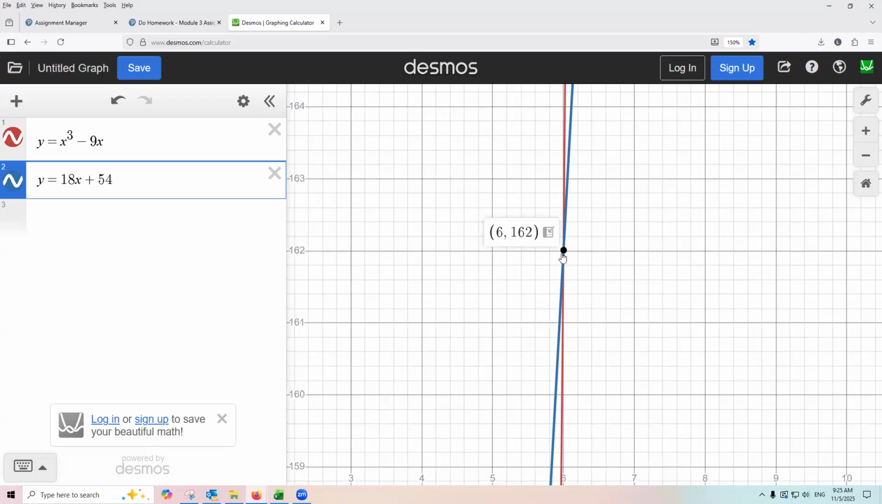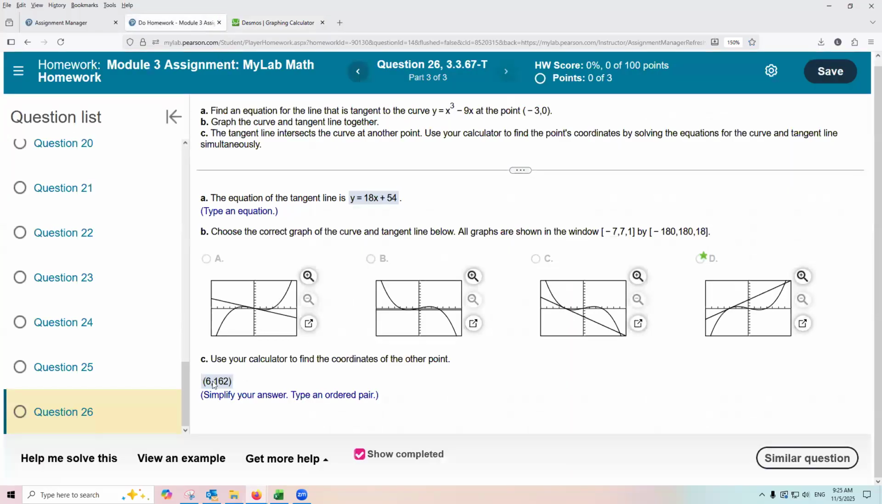There it is, 6, 162. Okay, and if you go back to the problem, that's the answer they're looking for.